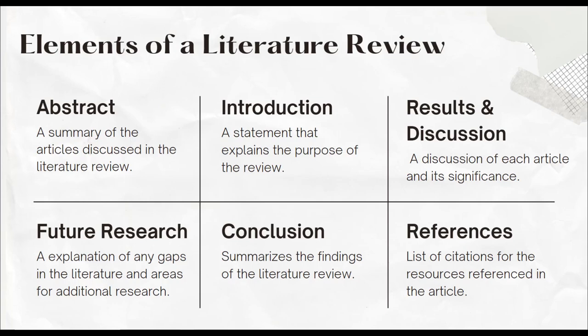The fourth part of a literature review is the future research portion, where the author describes any gaps in the research and areas for further research. The fifth section, the conclusions part, concludes the literature review and summarizes the findings. The final piece is a references list.